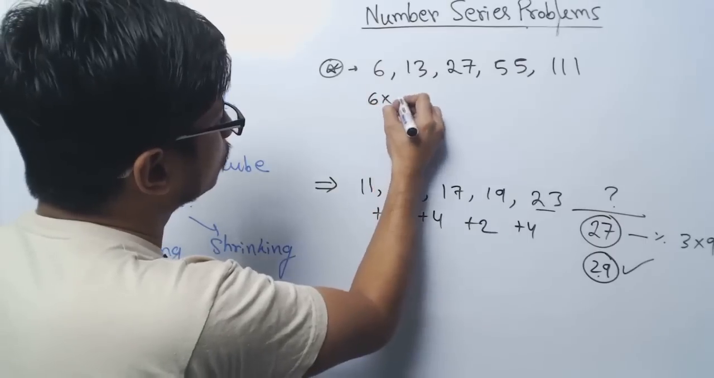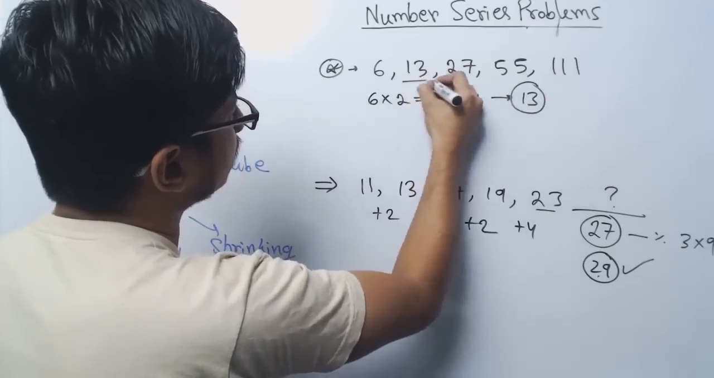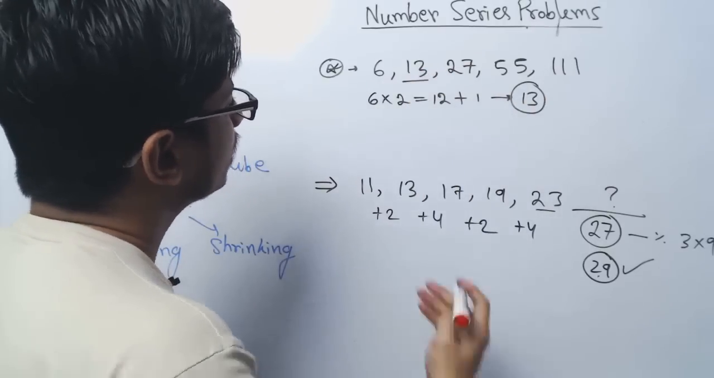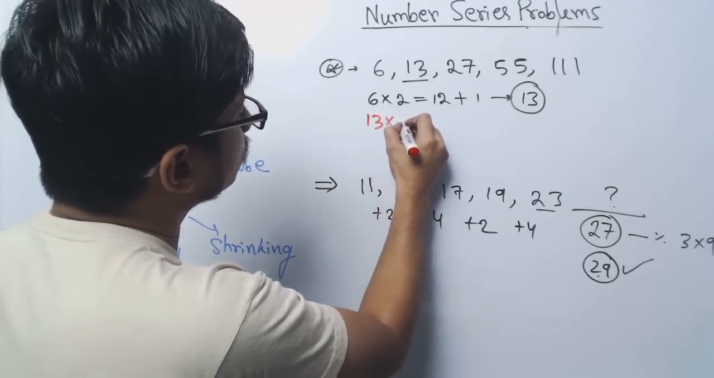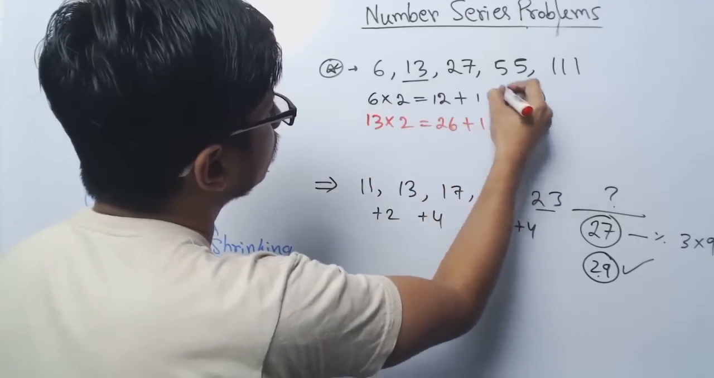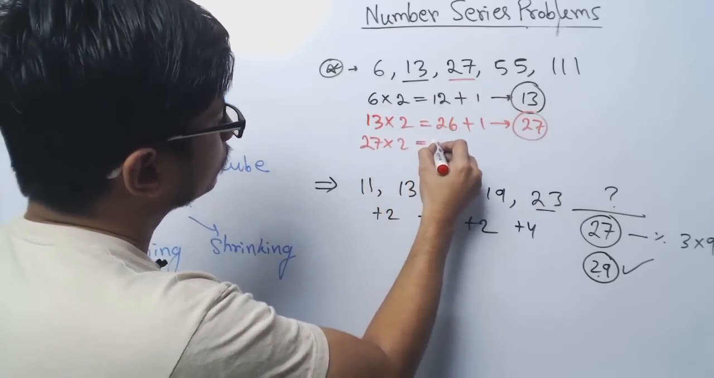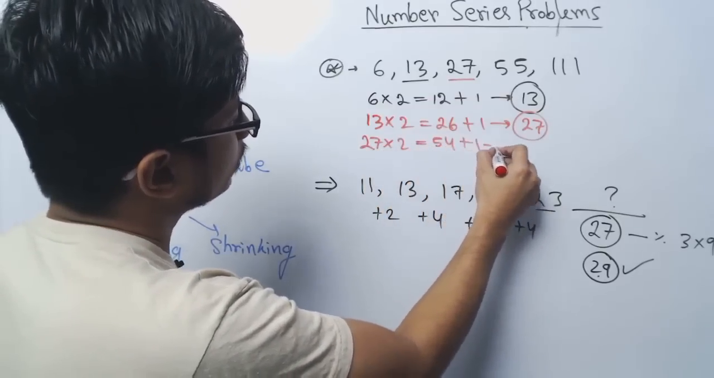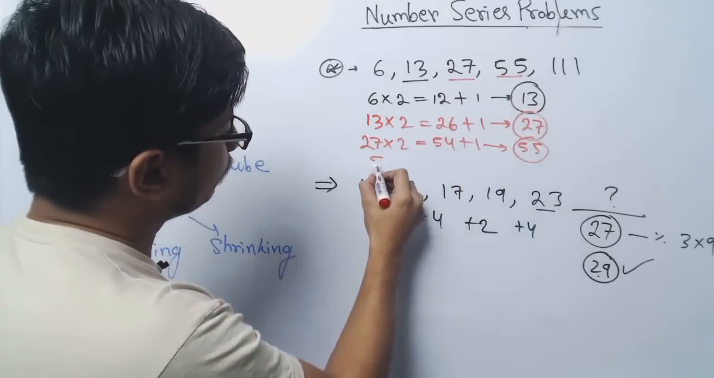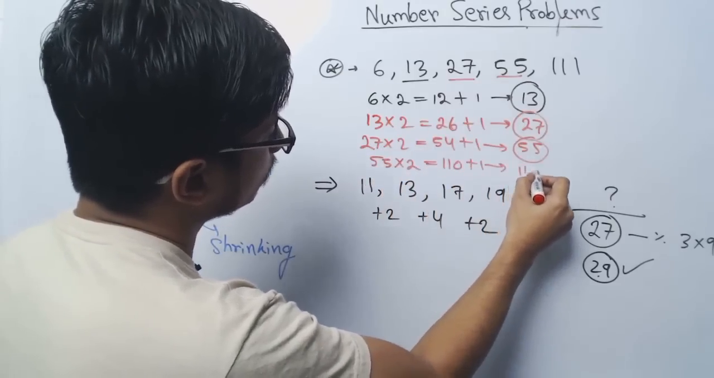6 into 2 gives us 12 plus 1 gives us 13. This is the 13. Let me take another color. Then we go here, 13 into 2 should be 26 plus 1, 27. This one. Then we have 27 into 2, 54 plus 1, 55. This one. And then 55 into 2, 110 plus 1, 111.